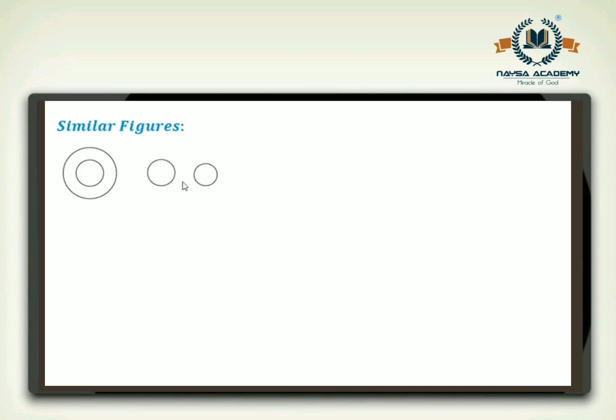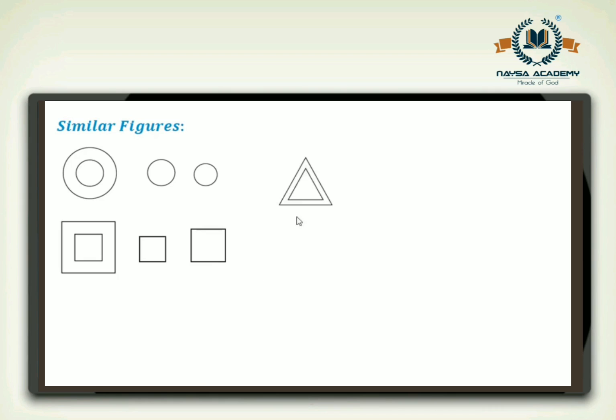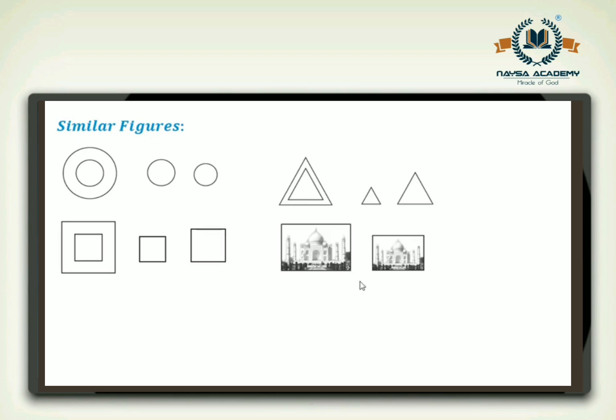Here also we have taken two circles. Here they are not one within the other, but they are similar. Similarly, two squares are also similar figures. Only difference is of their size. Two equilateral triangles are also similar figures. Now here you can see that these two Taj Mahals are also similar. This is a smaller picture and this is a bigger picture.